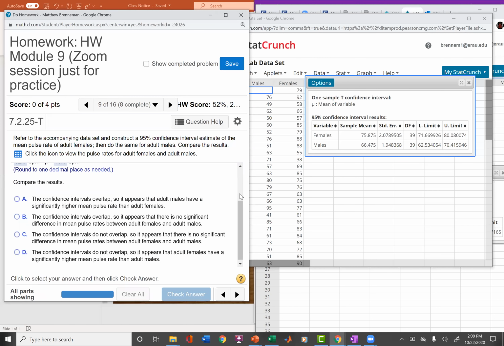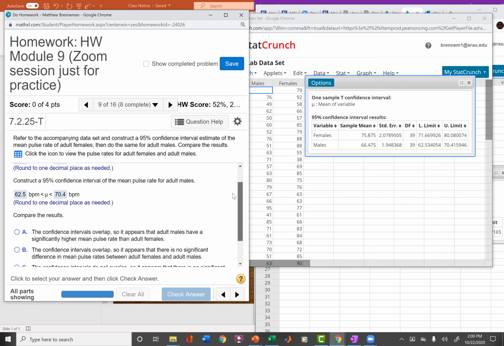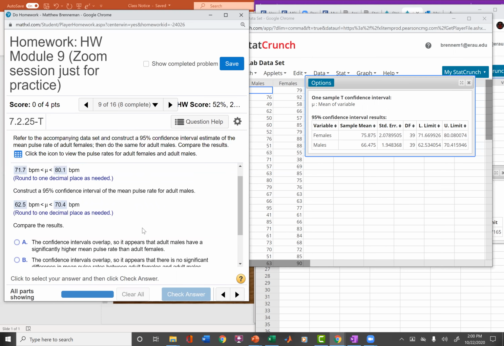Excellent. And so now they're going to ask you to compare the results. You're going to see if they overlap. Here they don't overlap at all. And so this is evidence that females are going to have a higher pulse rate than males, because the entire confidence interval, you can see just by looking at the numbers, the entire confidence interval for females lies above males. Okay, we're pretty much at the end.